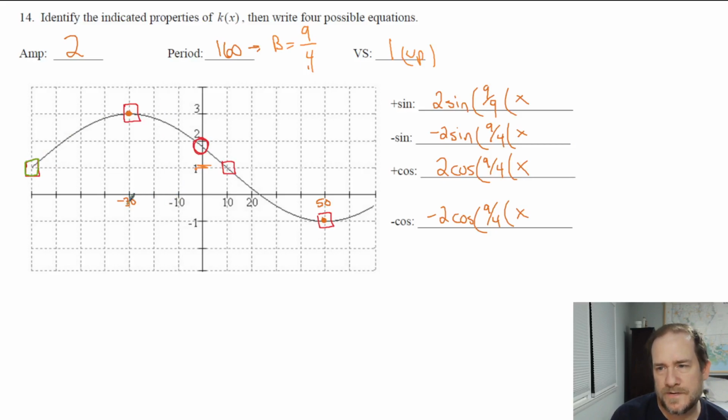So 10, 20, 30, 40, 50, 60, 70. So the phase shift would be plus 70. And of course we have the vertical shift at the end, which is just adding 1. So I can do that to all of them.